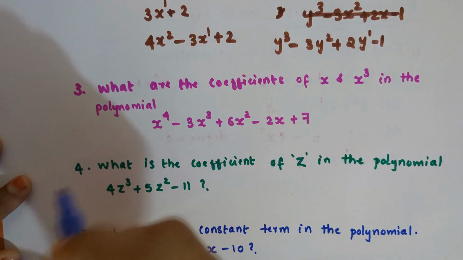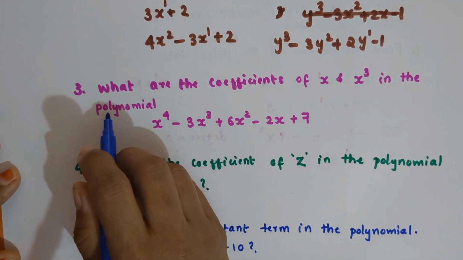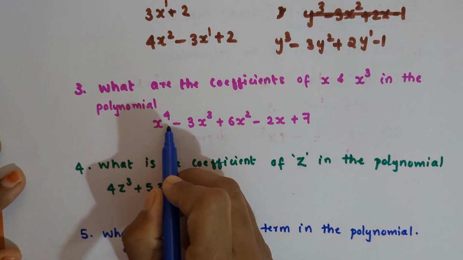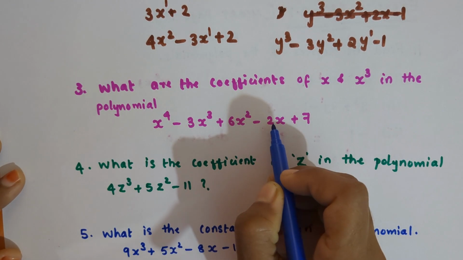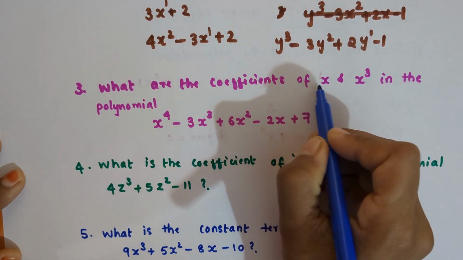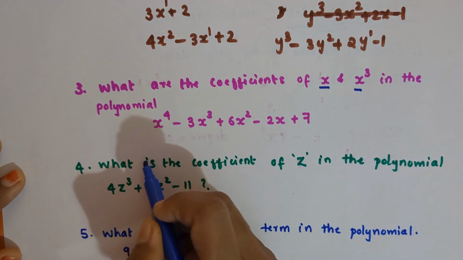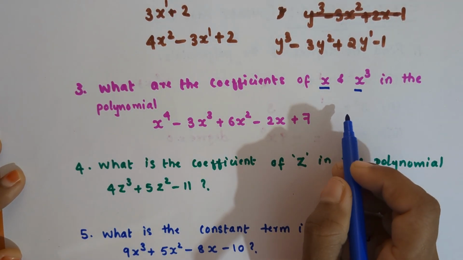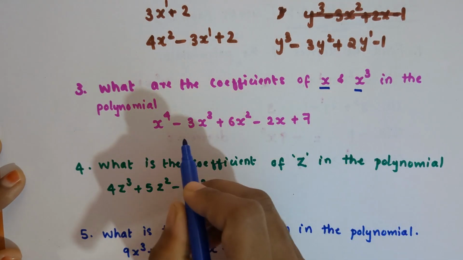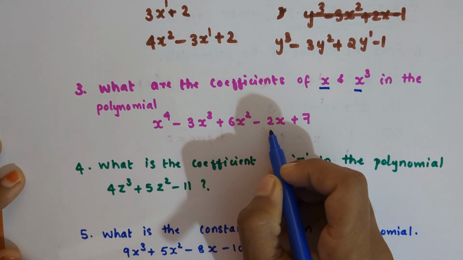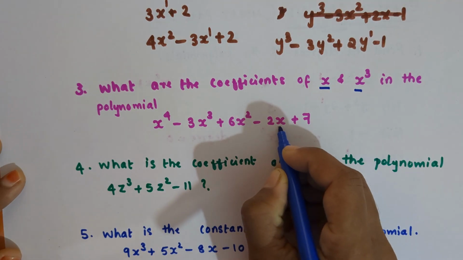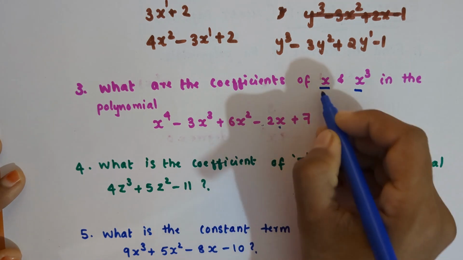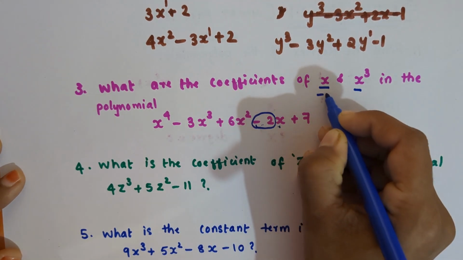Now the third question of this exercise set 2.1 is, what are the coefficients of x and x cube in the polynomial x raised to 4 minus 3x cube plus 6x square minus 2x plus 7? We want to write the coefficients of x and x cube. So you just want to look at the term associated with x and x cube. Here you see, in this polynomial, we have x here. So the term associated with that x is minus 2. So the coefficient of x is minus 2.